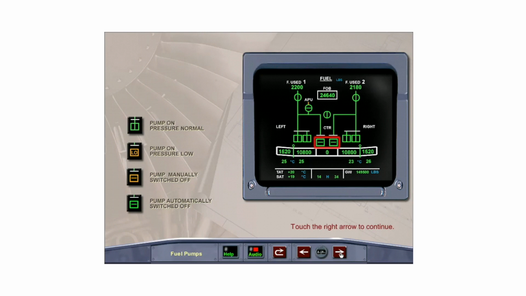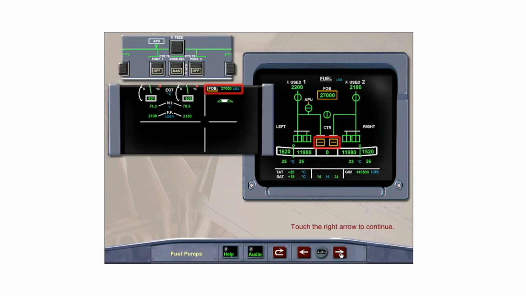Indications for the center tank fuel pumps are shown on the ECAM fuel page and are identical to wing tank pump indications, except that a green cross line indicates the auto function has turned the pump off when the mode selector is in auto. When the center tank pumps are off or have failed, the fuel on board indication is boxed in amber on the lower ECAM and half boxed in amber on the upper ECAM.